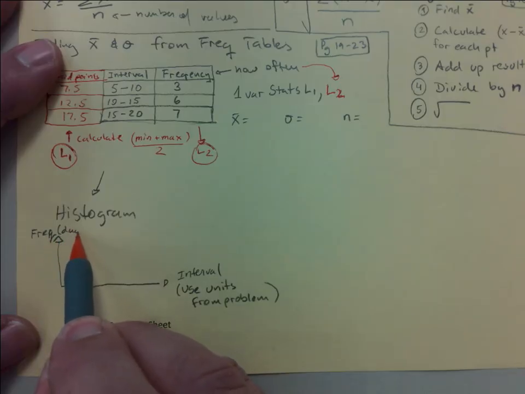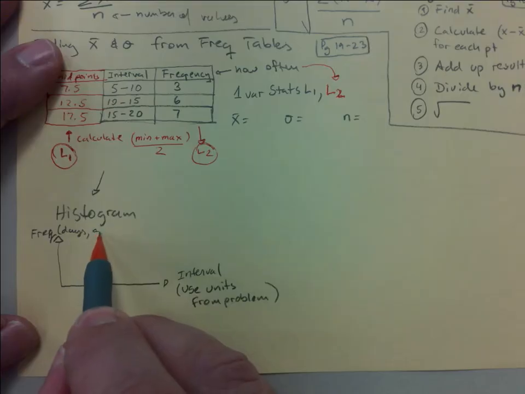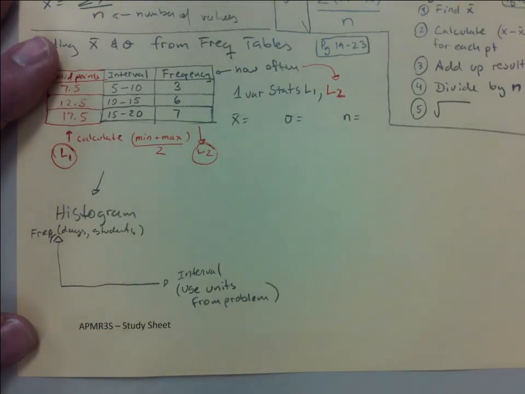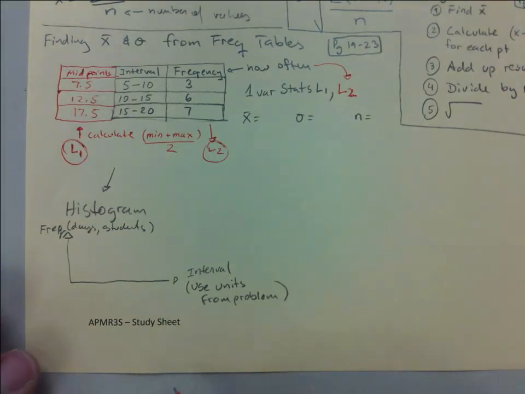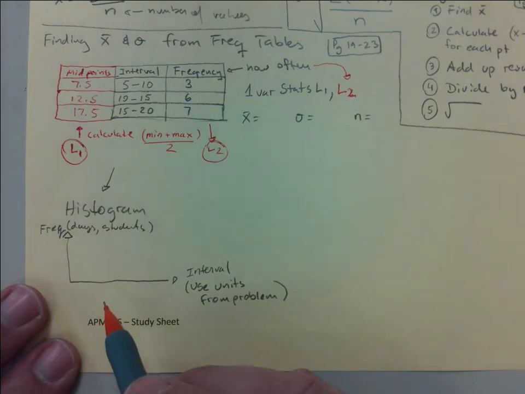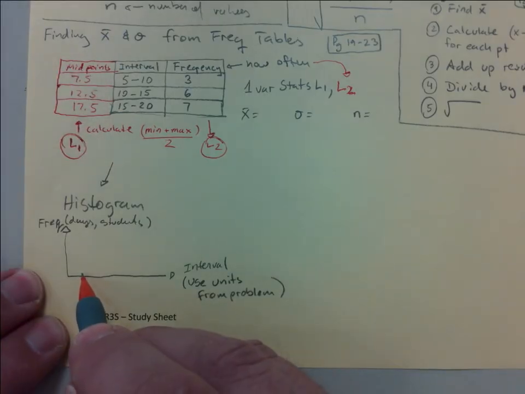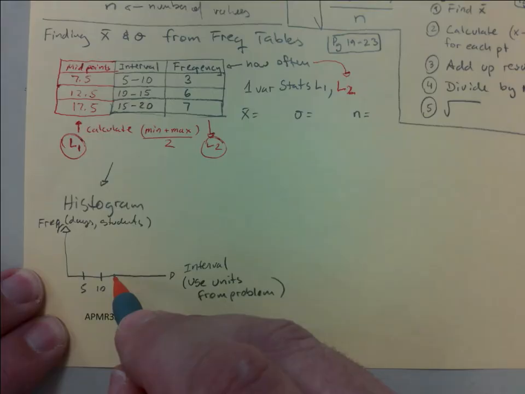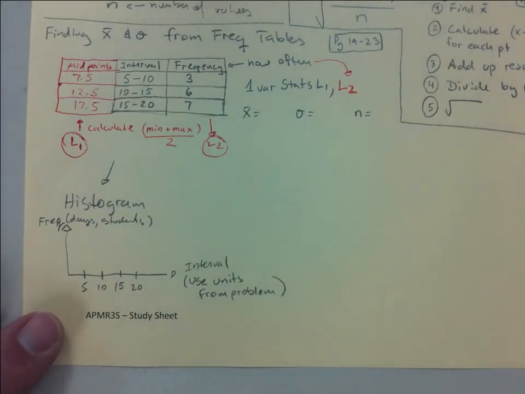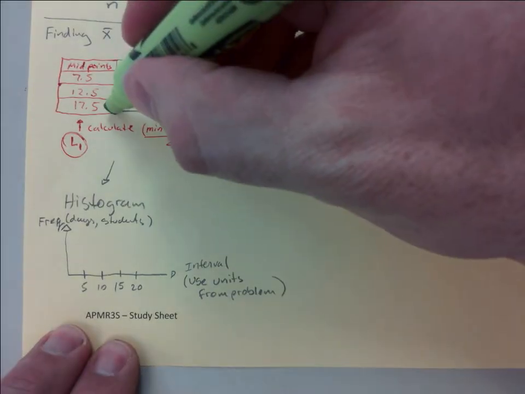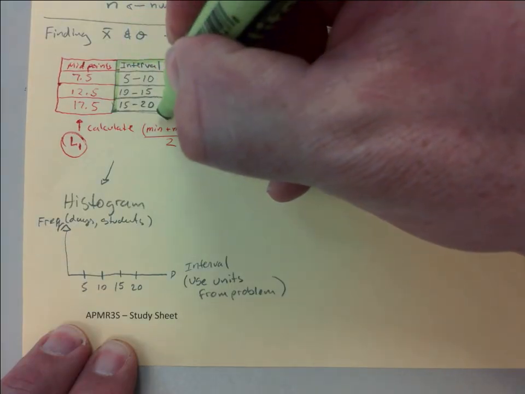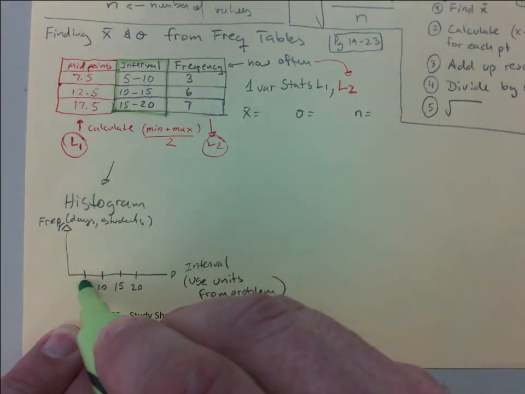This could be days, students, etc. Okay? And I am going to use the numbers I have here. So I'll go from 5 to 10, and 10 to 15, 15 to 20. Okay? And I'm going to use highlighters here. I'm going to say that this column right here is what I use down here.